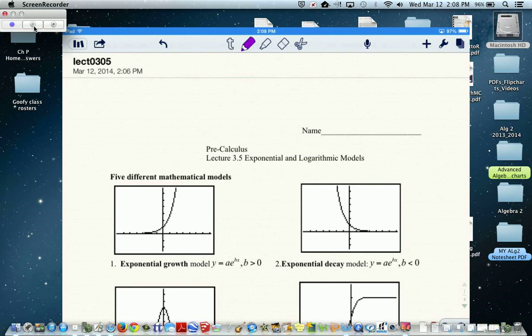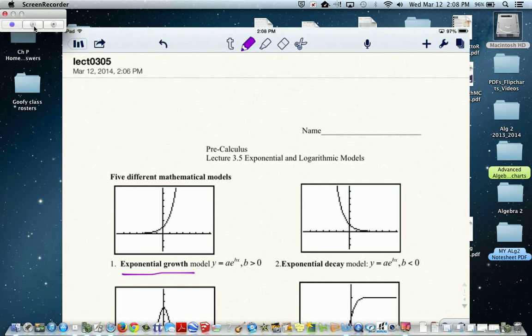For 3.5, we have the exponential and logarithmic models, and we want to be aware of the graphs. So in graph number 1, we have exponential growth. Remember that the horizontal asymptote will be at y equals 0, and (0, 1) is the y-intercept. That's a picture you should have, one of your basic functions that you have in your head. You also have the exponential decay, which is just a reflection over the y-axis.